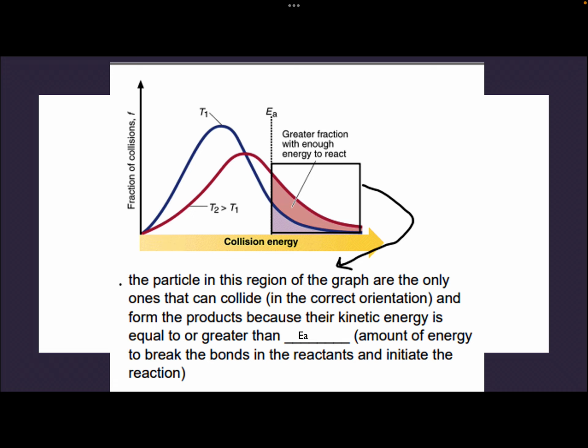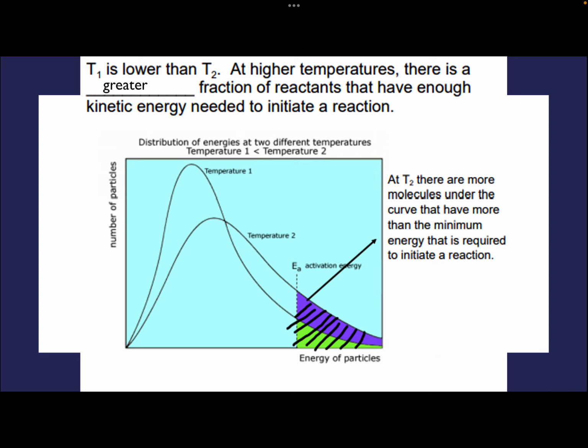So we need to recall that it's really, really important that it is not only in the correct orientation, but also has the correct amount of kinetic energy. If we're looking at the difference between temperature 1 and temperature 2 here, temperature 1 is lower than temperature 2. And at higher temperatures, there is a greater fraction of reactants that are going to have enough kinetic energy to create that reaction and start forming products.